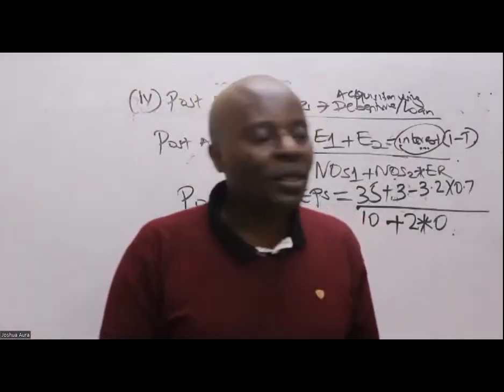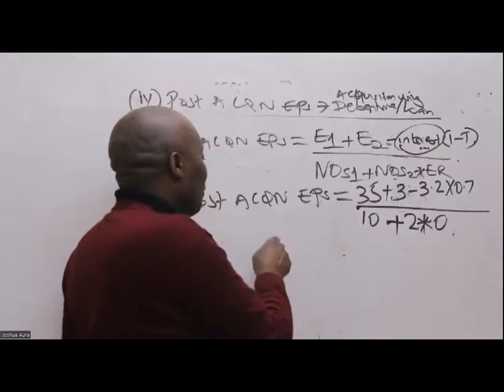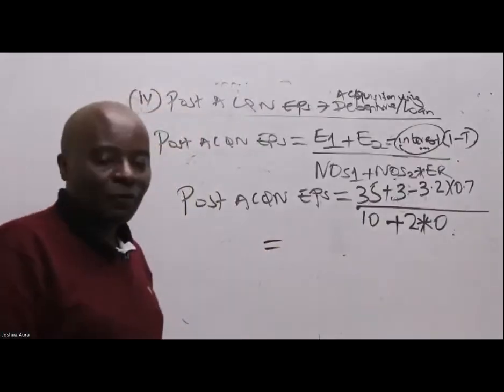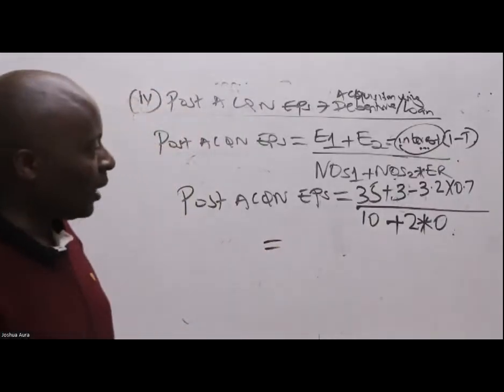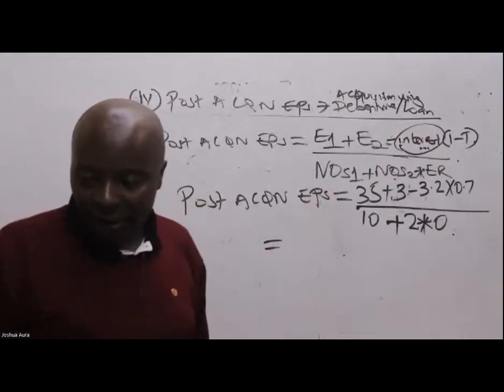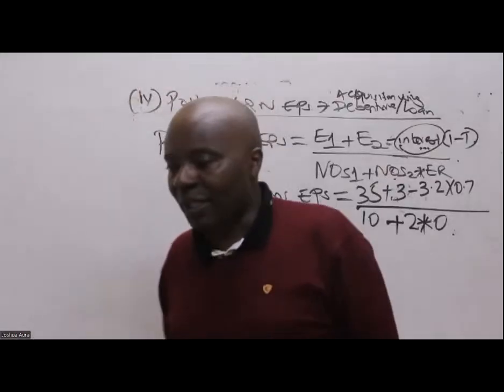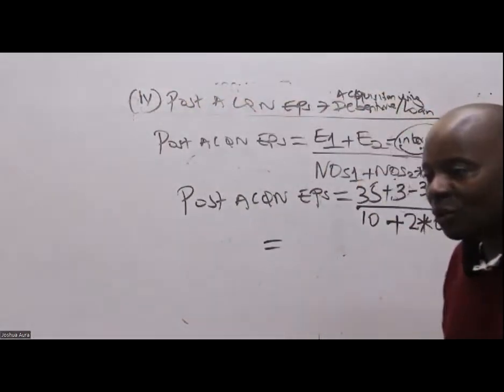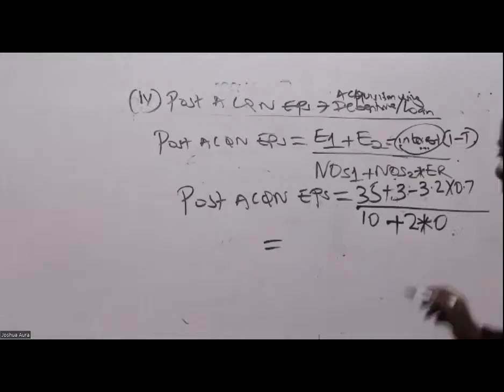Could you kindly give me the value of the numerator? 35 plus 3 minus 3.2 times 0.7. Please give me the value here. So according to Bwana Silas, it is 35.